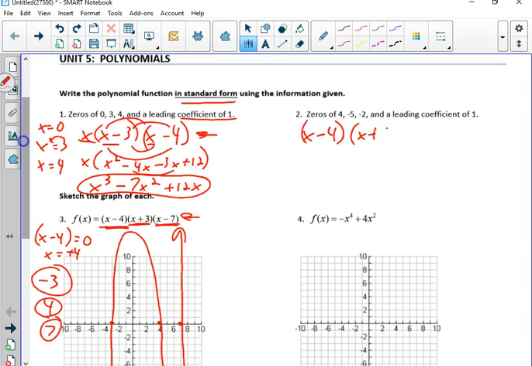So for number 2, 4 comes from x minus 4. -5 comes from x plus 5. Think about this. X plus 5 equals 0. What would I do? Subtract 5. And -2 comes from x plus 2. Now again, I'm going to FOIL. First, outer, inner, last. X squared.